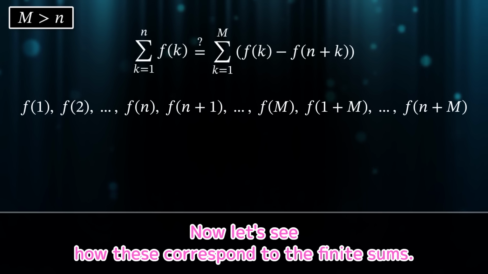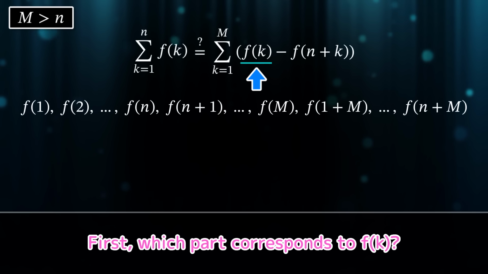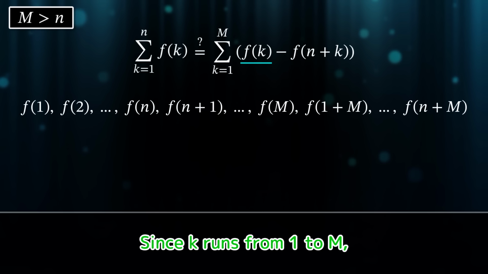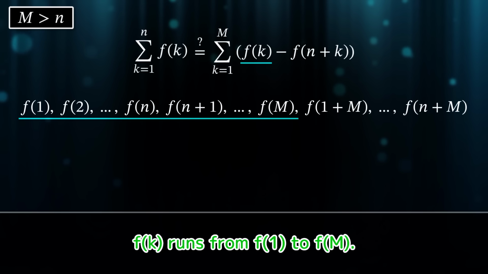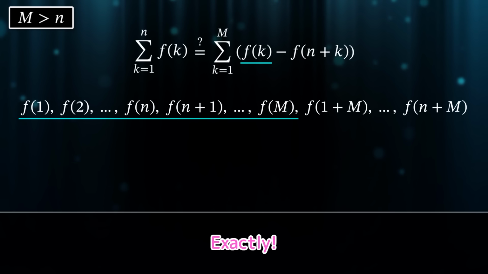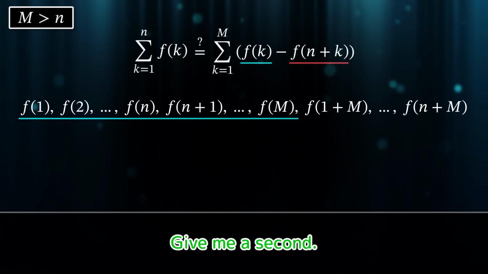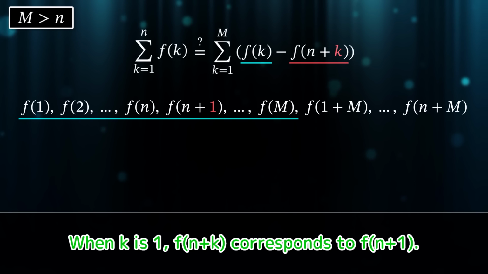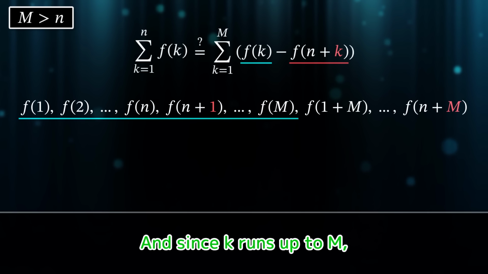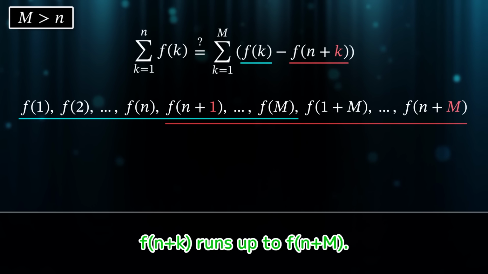Now let's see how these correspond to the finite sums. First, which part corresponds to f of k? Since k runs from 1 to m, f of k runs from f of 1 to f of m. Exactly. Then which part corresponds to f of n plus k? Give me a second. When k is 1, f of n plus k corresponds to f of n plus 1. And since k runs up to m, f of n plus k runs up to f of n plus m.